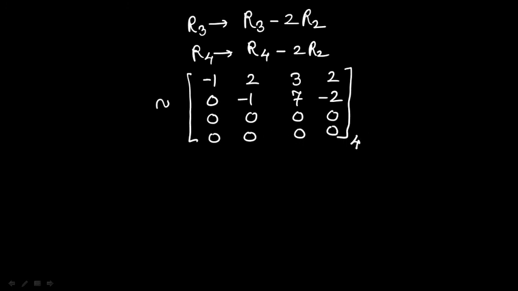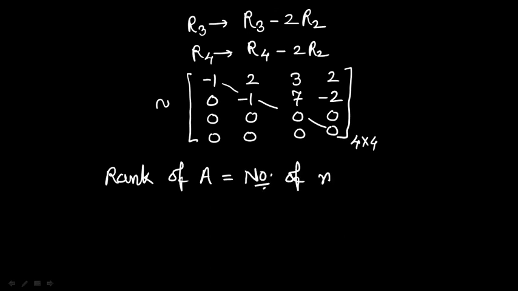Now here is the 4 by 4 matrix, and these are the diagonal elements. All elements below the diagonal are 0. Therefore this is the upper triangular form. Now we find the rank of the matrix. Rank of A equals the number of non-zero rows.